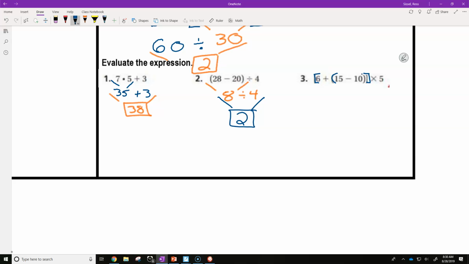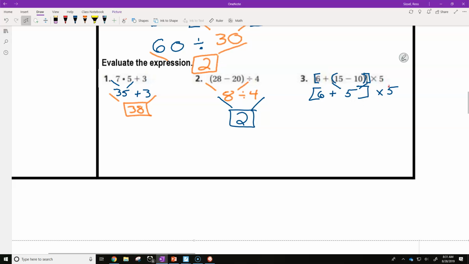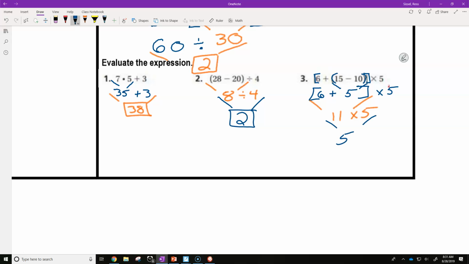And then inside those are parentheses. So we go there first. 15 minus 10 is? 5. And then I'm going to rewrite everything. Bracket 6 plus, I get rid of my parentheses since I simplified it. Awesome. Now what? 6 plus 5. We're still in the brackets because that's my grouping. 6 plus 5, 11. 11 times 5 equals 55. Simple math.